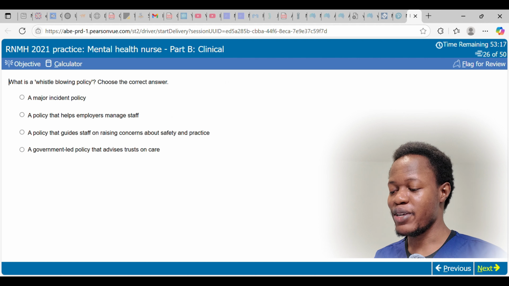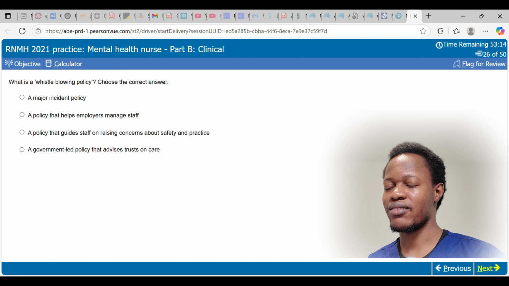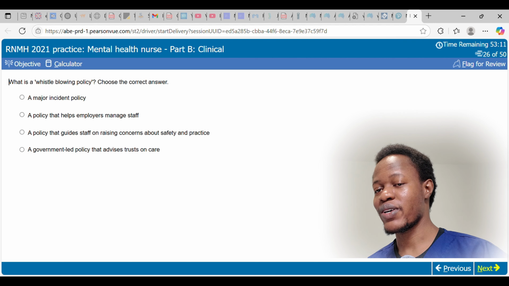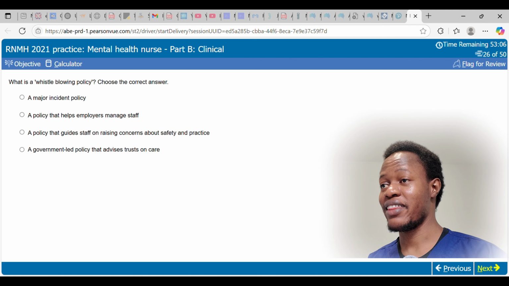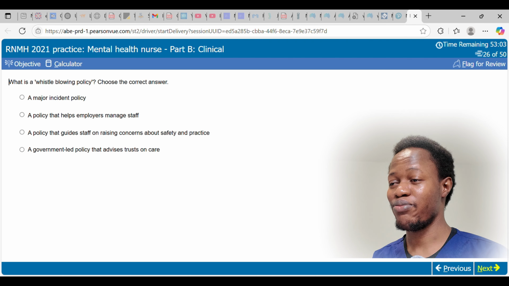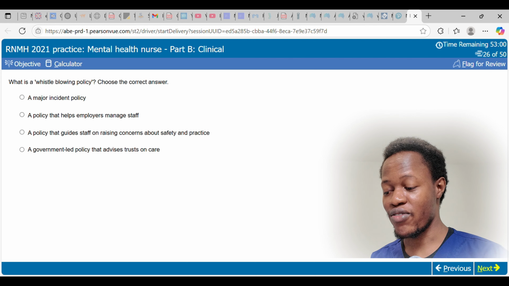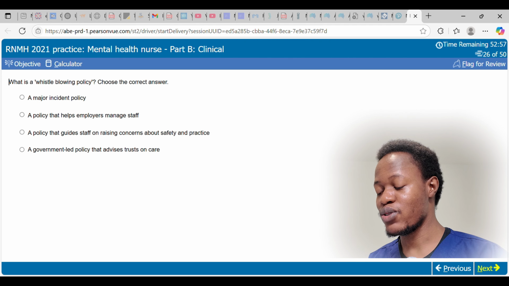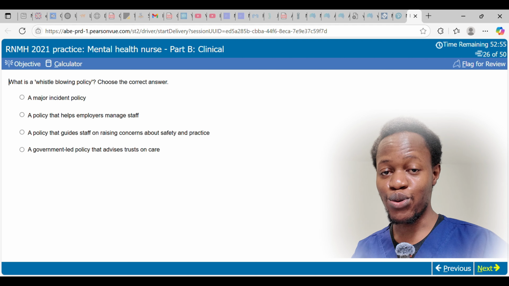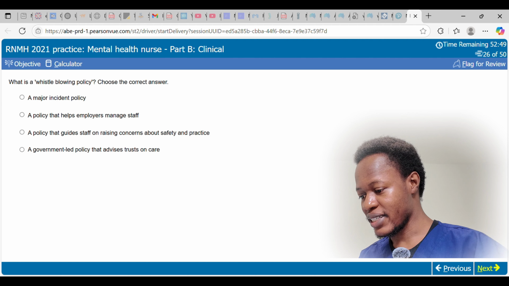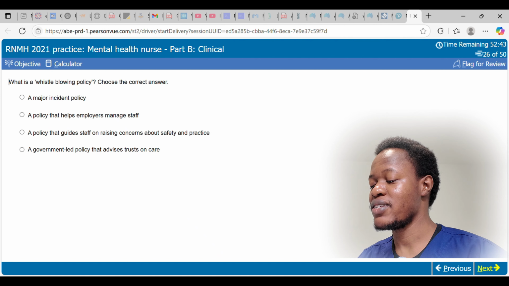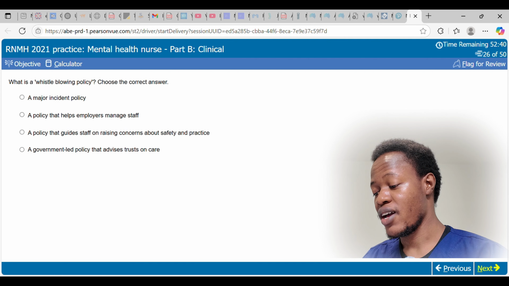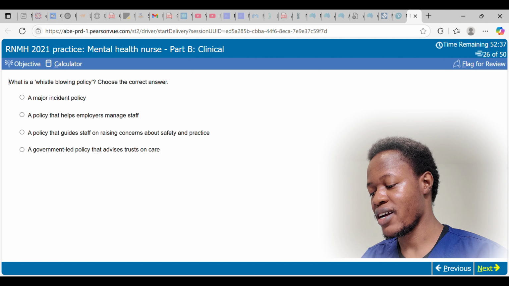Continuously. What is a whistleblowing policy? I've talked about this in some of my previous videos, and whistleblowing is like you're reporting the bad things that are happening in the place where you are working, but you're trying to cover yourself. So a whistleblowing policy protects you and helps keep you safe, basically. So option A says a major incident policy. No. Option B says a policy that helps employers manage staff. No. Option C says a policy that guides staff on raising concerns about safety and practice.